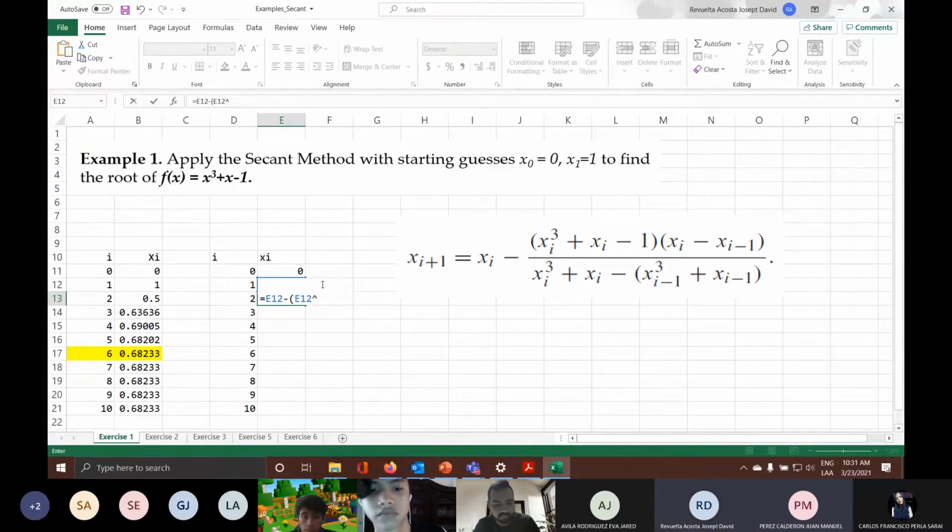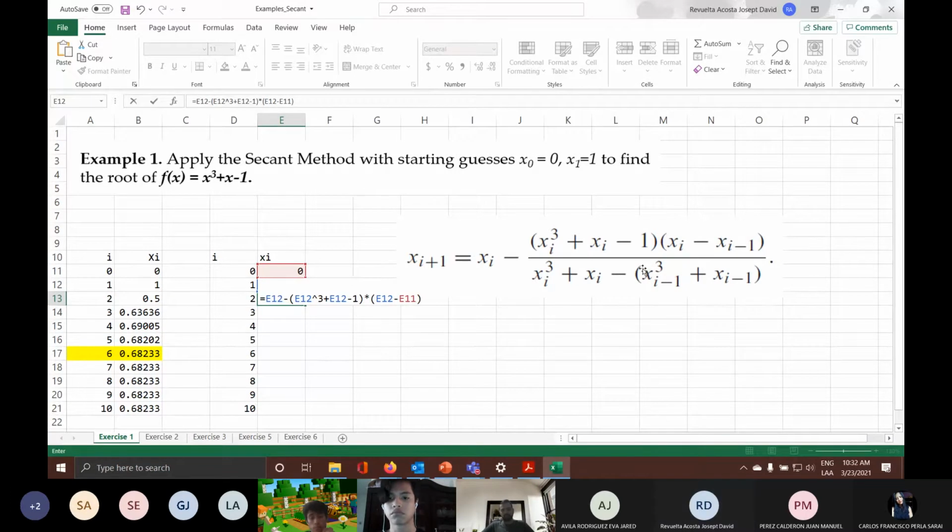Yeah. Sí, sí, profe. Okay, so this is to the power 3 plus xi, which is actually E12, right, minus 1. So this is actually this first condition, and then times parentheses, and this is going to be equal to xi, which is E12 minus, going to be E11, right? E11, this one.